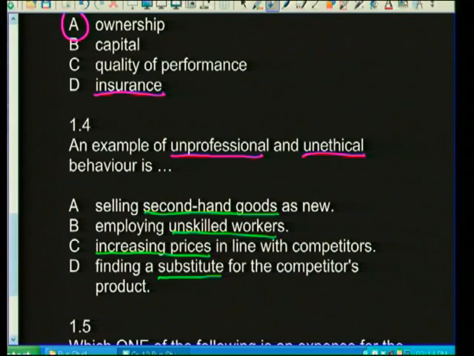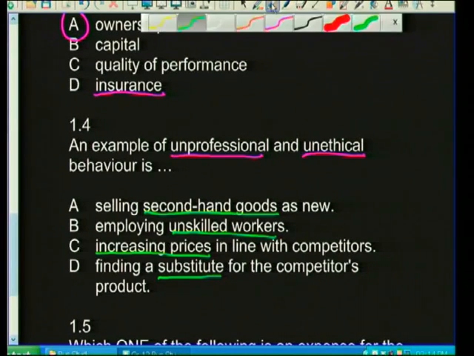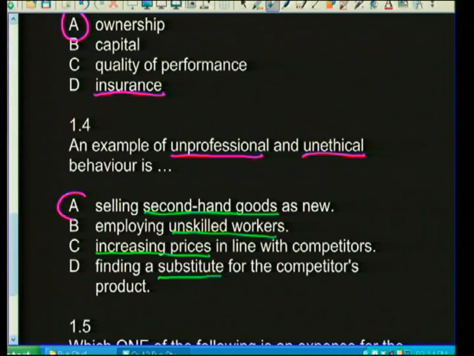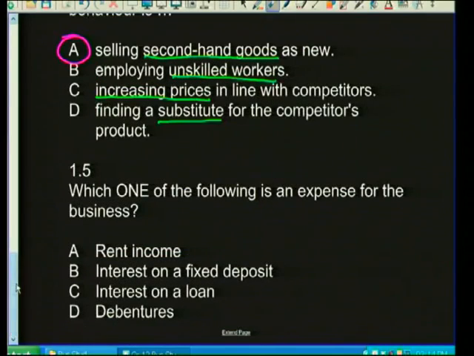So if we look at those 4 possible answers, it's clear that our answer is going to be A, right? Because that is actually unethical. You're claiming something which is second-hand is new and you're presenting it as such. Right, let's go on to 1.5. Which one of the following is an expense for the business? So it means only one of those 4 is in fact an expense. Let's look at the first one there.